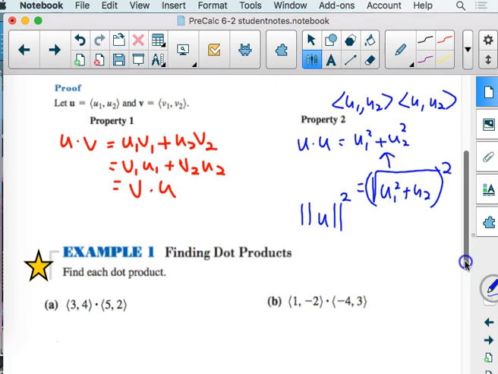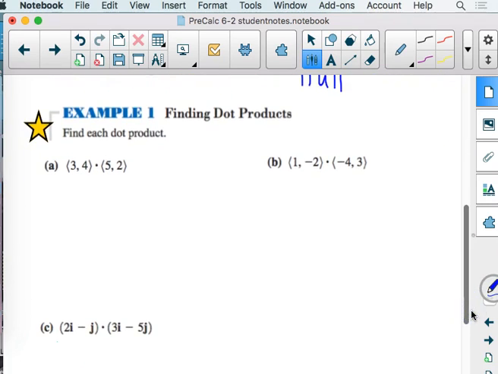So now enough of that proving garbage. Let's find it out. We have component forms here with numbers. Here's what we know we're supposed to do. X times X plus Y times Y. Oh, that doesn't look too complicated.